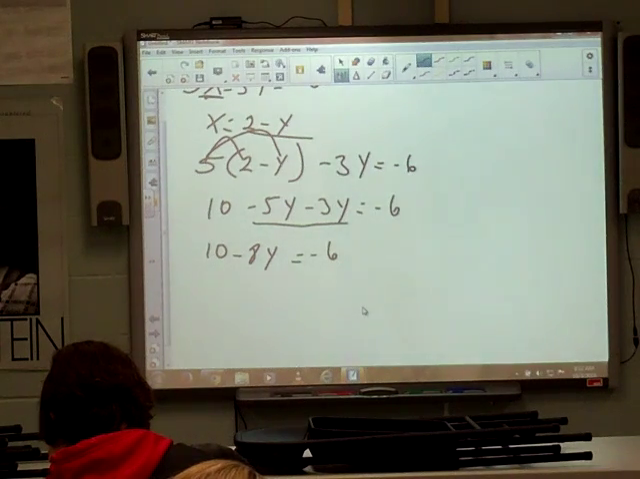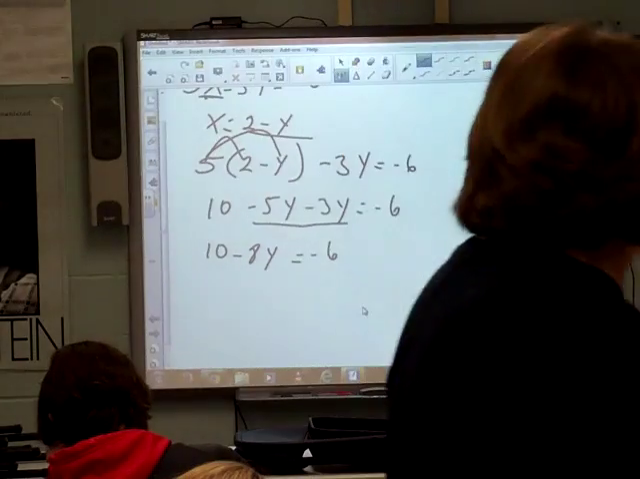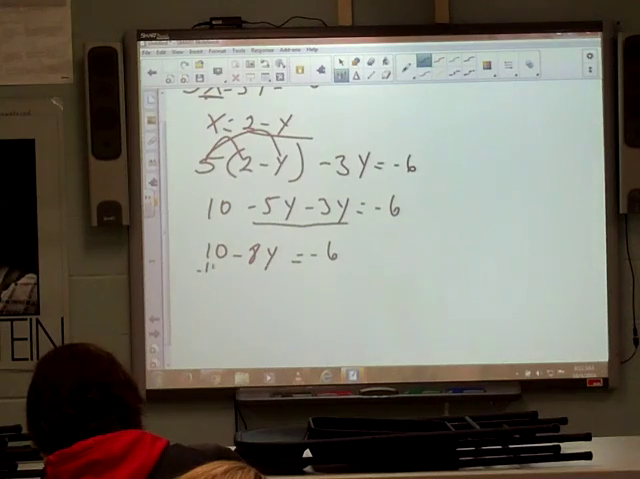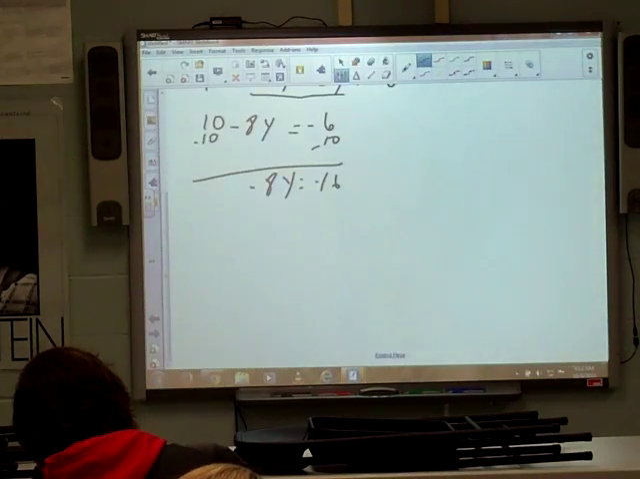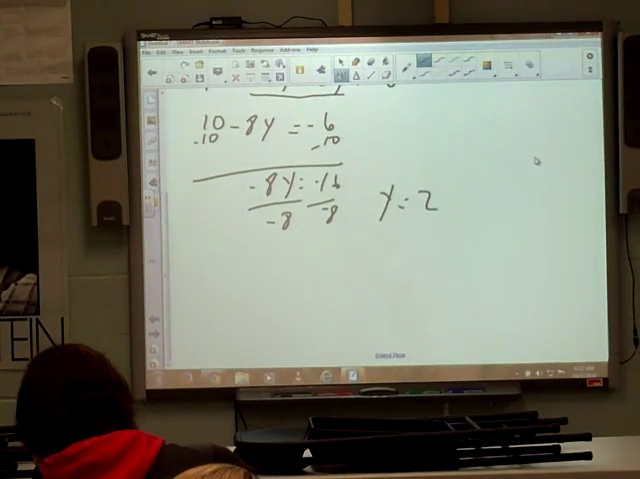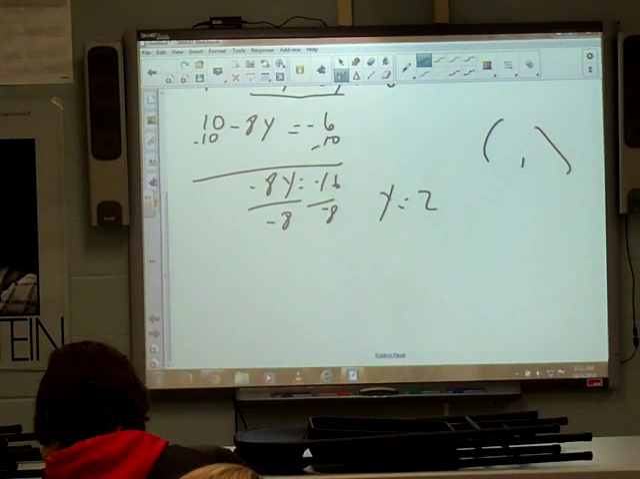We got a two-step middle school equation to solve now. Need to get the y all by itself. Subtract the 10. Gets me -8y is -16. Divide by -8. And y is 2. Now remember, we're trying to find the ordered pair where they intersect.